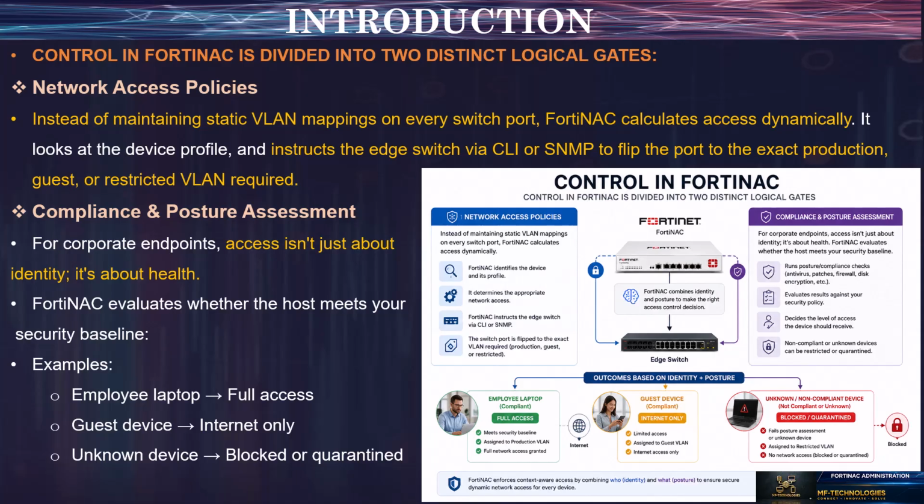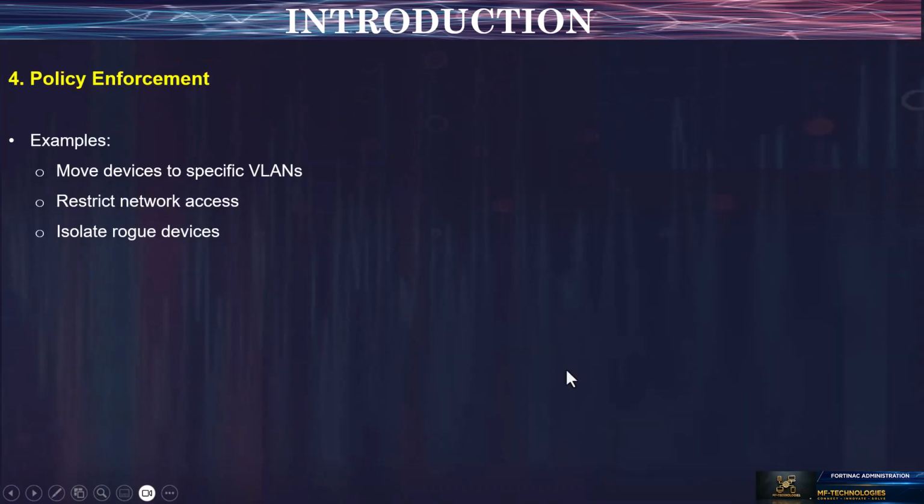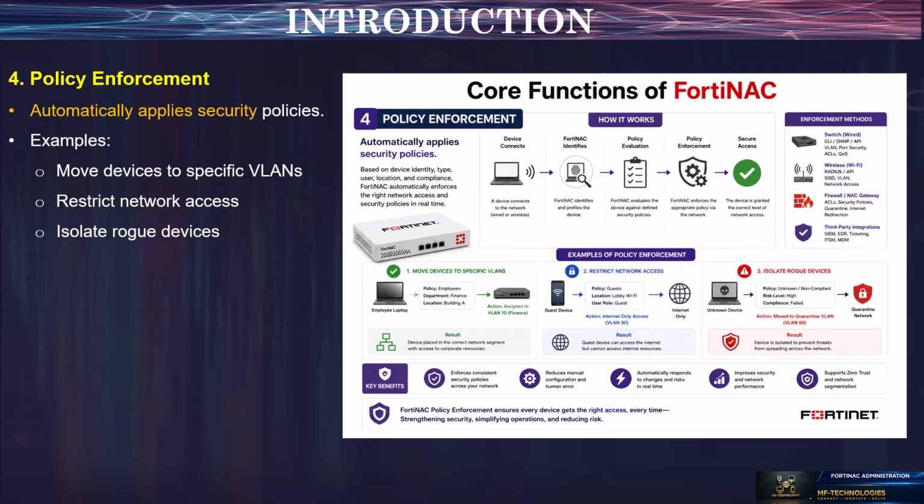For example, an employee laptop that passes all security checks receives full network access. This device, for example, is allowed internet access only. An unknown or non-compliant device may be blocked completely or automatically placed into a quarantine VLAN until the issue is resolved. This combination of identity profiling and compliance allows Fortinet to make intelligent access decisions rather than relying on a static network configuration.